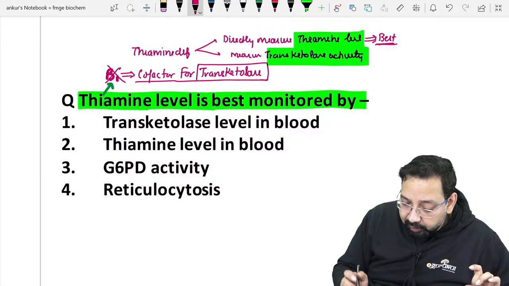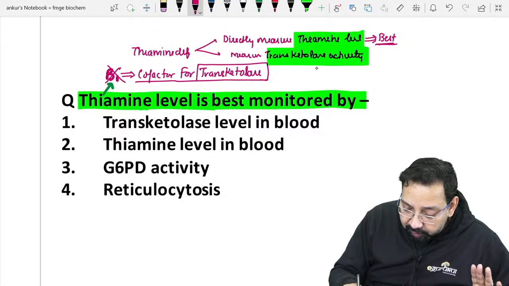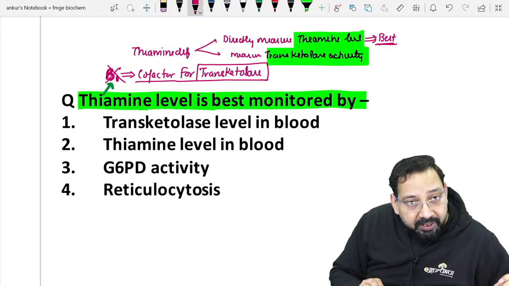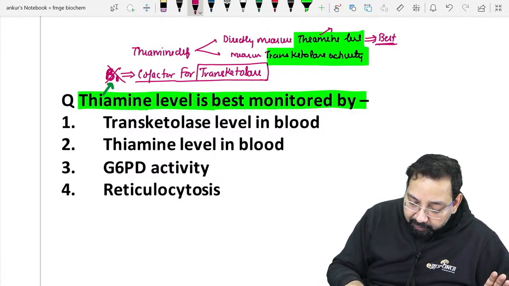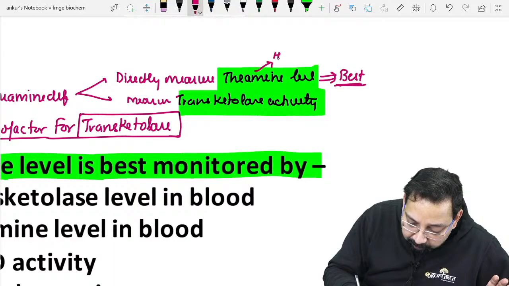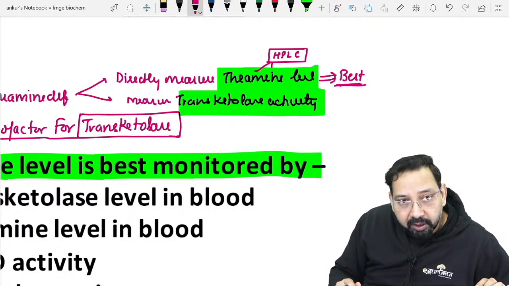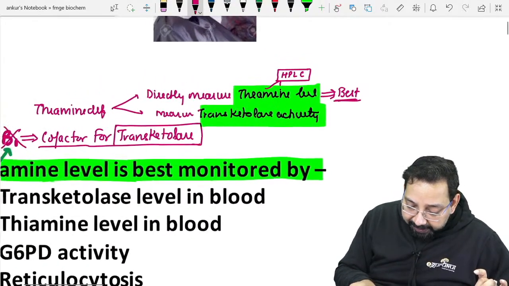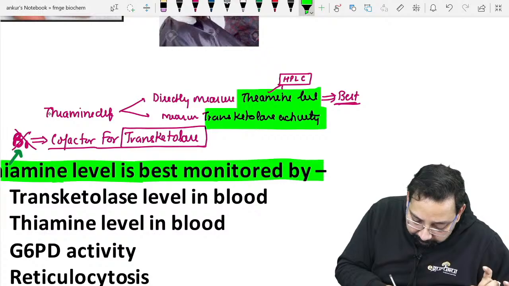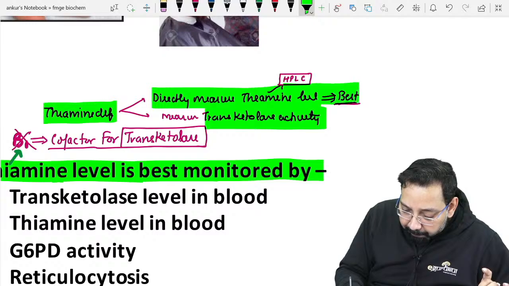Previously, the most commonly used, or best, was transketolase activity. But recently we have developed a method where thiamine level can be directly measured by high performance liquid chromatography. This is not given in Harper. This is given in the clinical textbook of Marks, latest edition. Now the best test is direct measurement of thiamine.